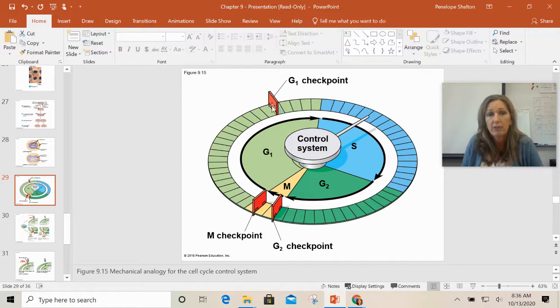So here's my checkpoint G1. This is going to determine if this is a cell that continues on to replicate DNA and then the G2 phase. Or is this a cell that's just going to stay there? It's going to stay in G1 until it gets enough energy to make enough cyclin. Or is it a cell that's going to exit the cell cycle and become a G sub 0?